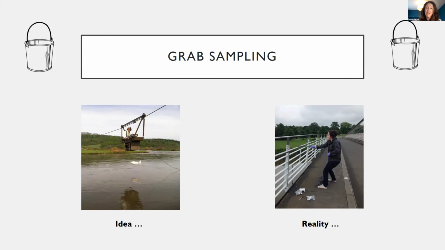And when you have limited infrastructure or capacity for advanced sampling techniques, then grab samples are really useful and they're a cheap option. And as the name suggests, it's literally a case of grabbing some water. So you can do this in a bottle, you could put a bucket in a river. It's literally taking a portion of water for analysis.